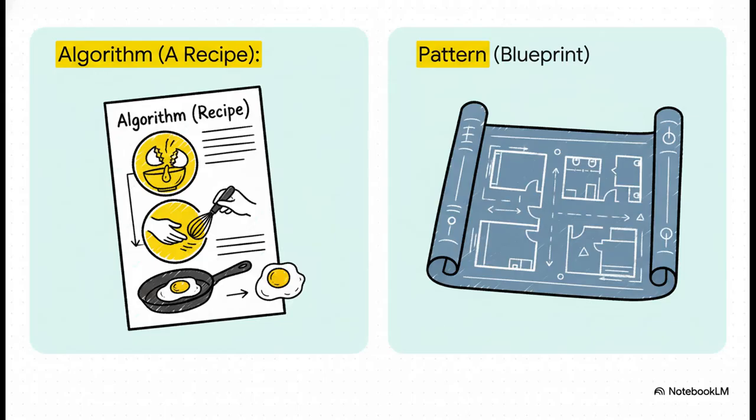And this slide right here just nails the concept. An algorithm, that's a recipe. It's a precise line-by-line set of instructions to get a result. But a design pattern is a blueprint. It shows you the overall structure, how the pieces fit together, and what you're going to end up with. But it doesn't give you the exact code. You have to adapt that blueprint to the specific project you're working on.